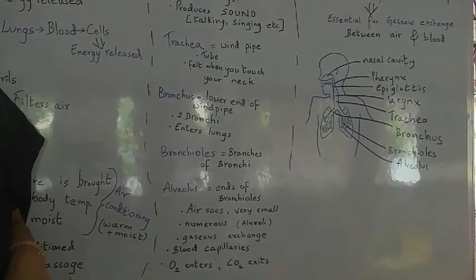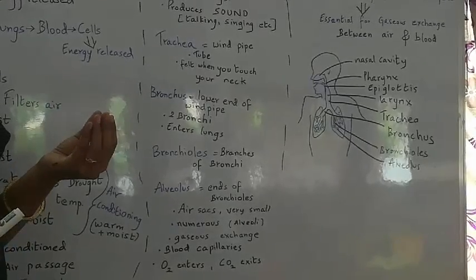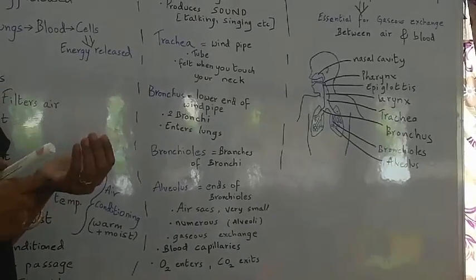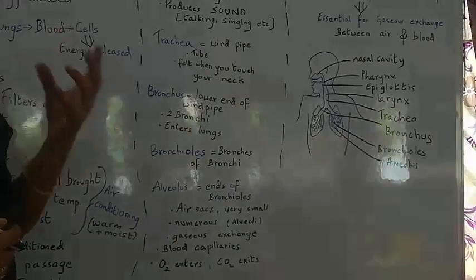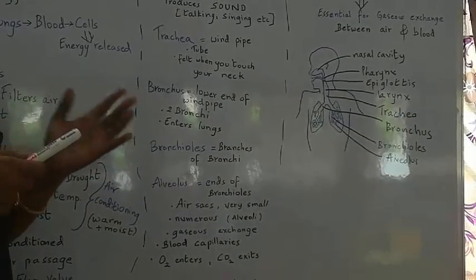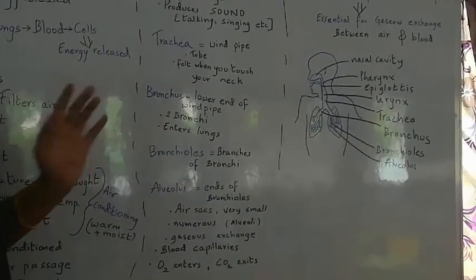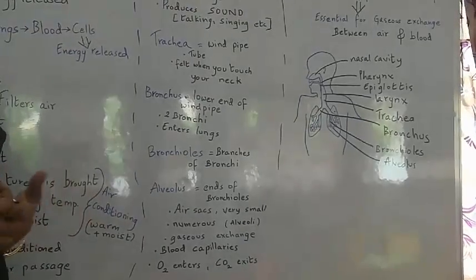Why so many in number? What is the reason? See, alveoli are very moist. The surface of the alveoli is very moist to facilitate the exchange of gases from air to blood. So the more the surface area, the more gases exchange.